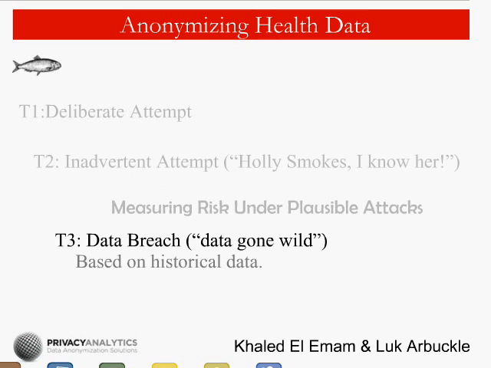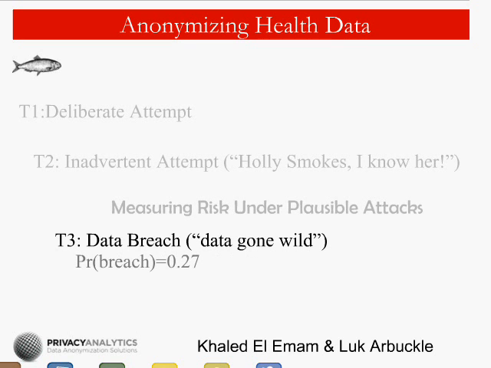So then after that, we look at the third attack, which is a data breach. So somehow the data has been lost. There's been a USB key with the data on it that's been lost or something like that. Now, Cal had mentioned briefly that there's some historical data, and he gave a reference. So in this case, the actual value is 0.27. That's the probability that you will have a breach.